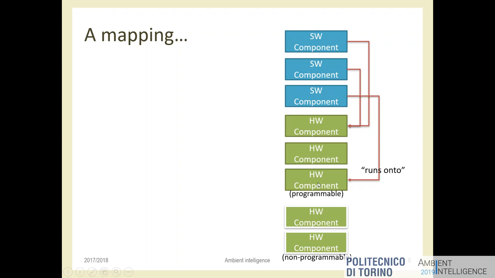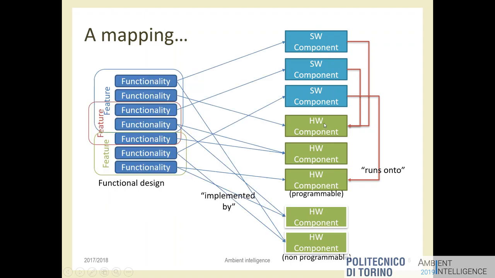Others are programmable. And the programmable ones are used to run some software onto them. And the software is actually, at the end of the day, what gives the functionality to the system, what gives the intelligence to the system. Okay? So we have non-programmable component, programmable component. In the other slides, they were called computational nodes. And software components that by themselves, software doesn't do anything unless it has a CPU to run on. And we need to develop a mapping between these two worlds.